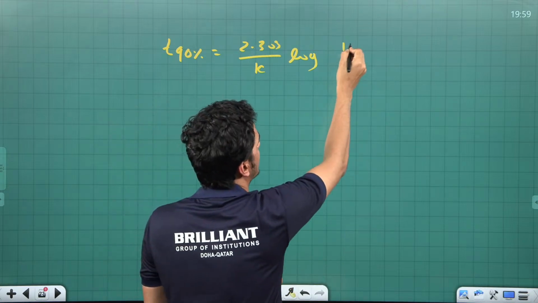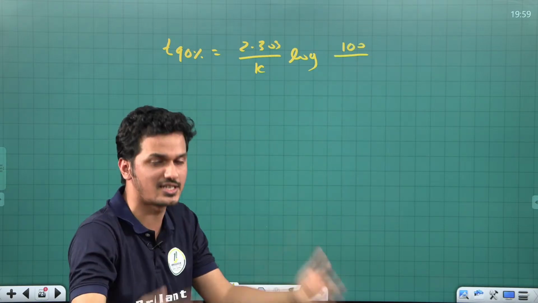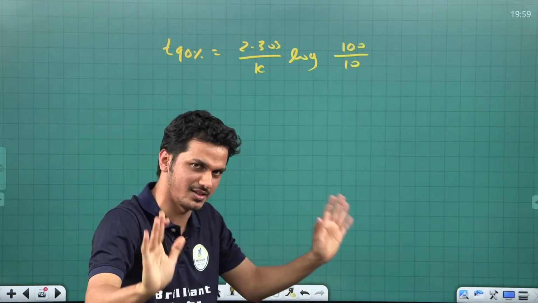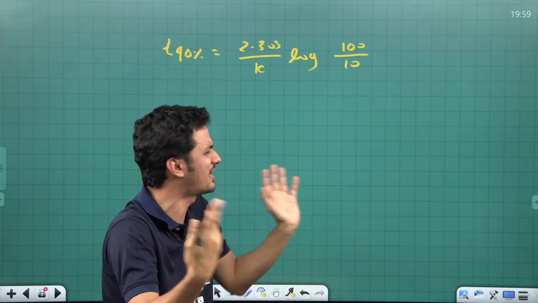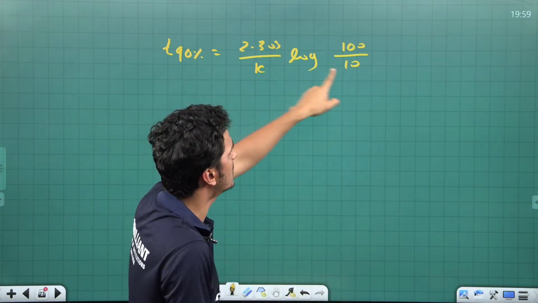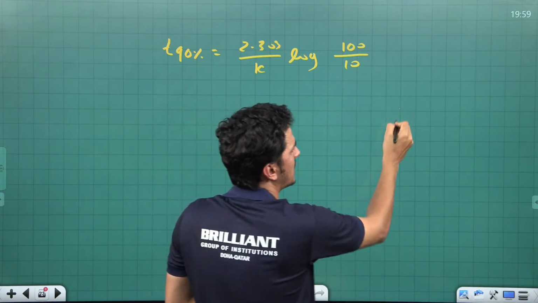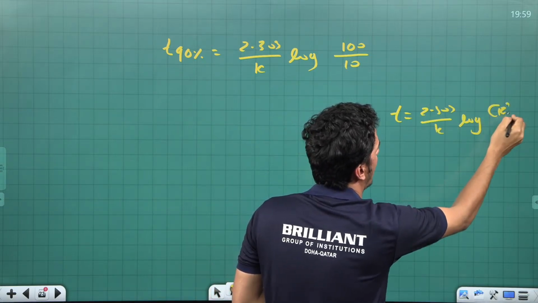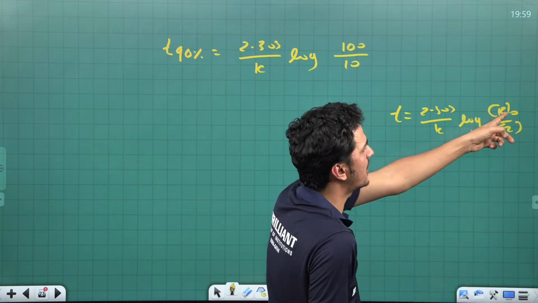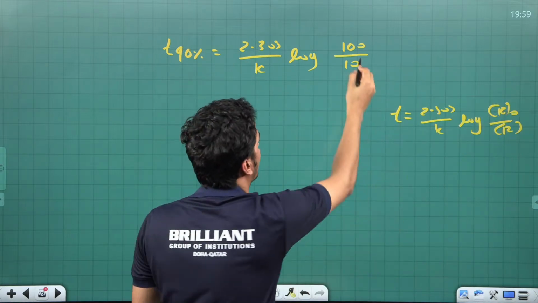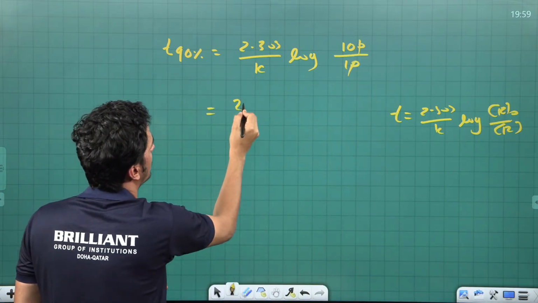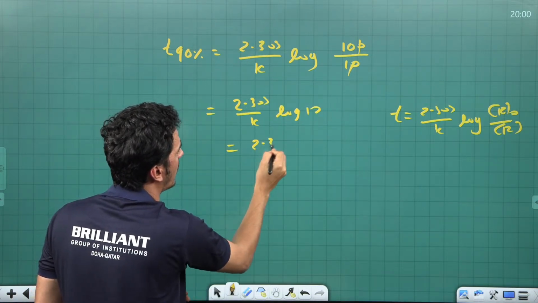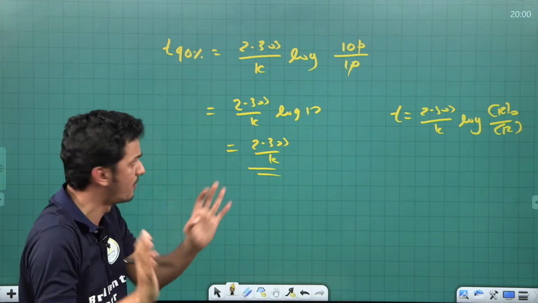So 100 is there. Now 90% reacted, how much remains? Only 10. Simply every time I am taking 100 to make the calculation easy. Now 90% reacted means remaining is 10. We know the equation, from that I am writing 2.303 by K log R0 by R, initial by final. Initial I am taking 100, final I am taking 10. This 0 will get cancelled, so what remains is 2.303 by K log 10, which equals 2.303 by K. Just remember T90%.